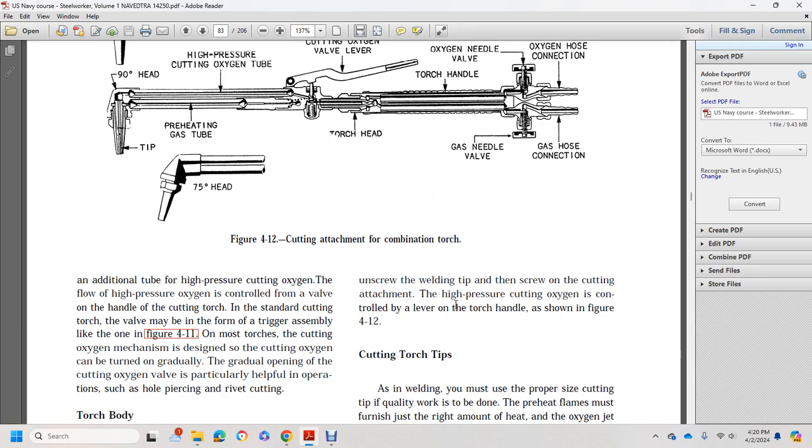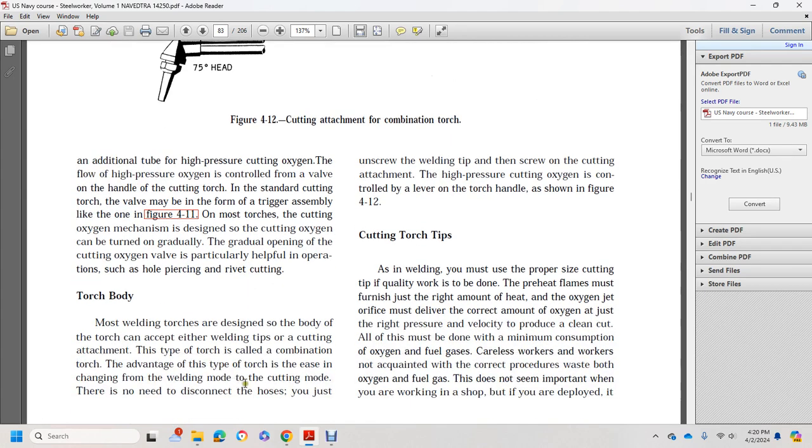In addition, the high pressure cutting oxygen flow is controlled by a valve on the handle of the cutting torch. On the standard cutting torch, the valve may be in the form of a trigger assembly, like one end of Figure 4. The cutting oxygen can be turned on gradually. Gradual opening of the cutting oxygen is particularly helpful in operations such as hole piercing and rivet cutting.